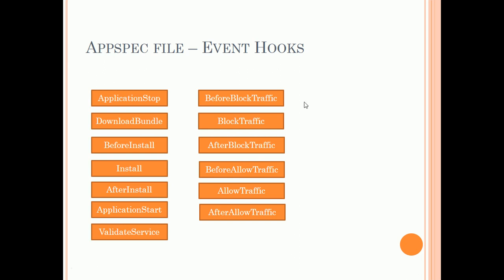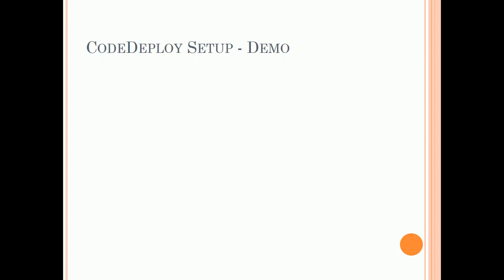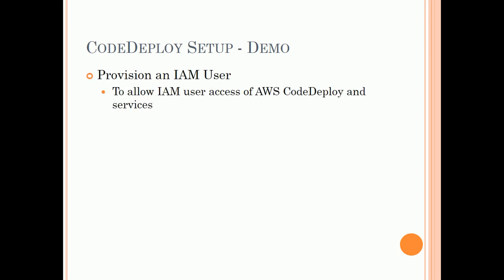So let's move ahead and start with our lab. CodeDeploy setup. To work with CodeDeploy and to deploy an application on Amazon EC2 instances, we need to first set up some environment. First is provision an IAM user. To access the AWS CodeDeploy services, we need to assign one policy to the IAM user.